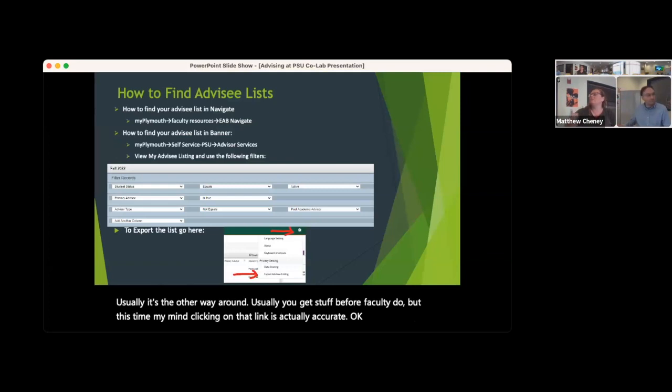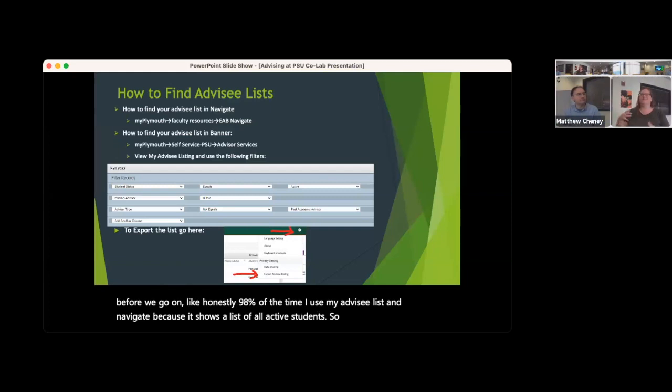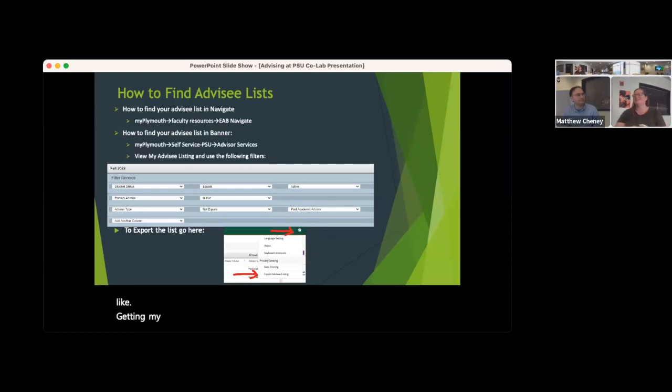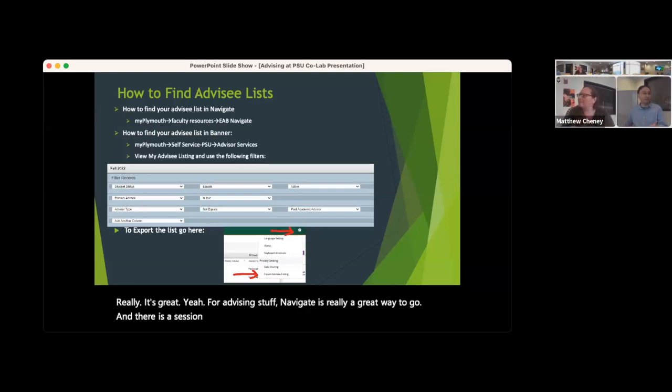Before we go on, honestly, 98% of the time I use my advisee list in Navigate because it shows a list of all active students. Any student attending classes right now that I am their advisor for, I have a really quick way of getting my list of advisees, and I can text them, email them, and pull information on them. For advising, Navigate is really a great way to go. There is a session on Navigate after this one today, but if you want to do a deep dive into Navigate, make an appointment with Kelsey. It's fun stuff.